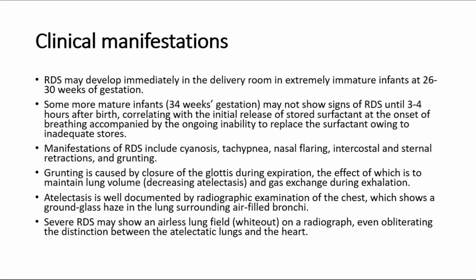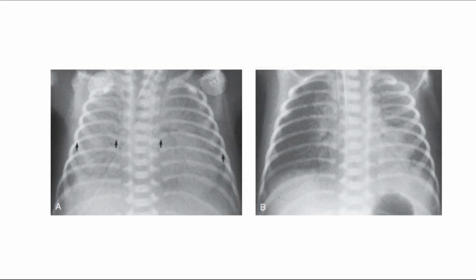Grunting is caused by closure of the glottis during expiration, the effect of which is to maintain lung volume and gas exchange during exhalation. Atelectasis is well documented by radiographic examination of the chest, which shows a ground glass haze in the lung surrounding air-filled bronchi. Severe RDS may show an airless lung field, whiteout, on a radiograph, even obliterating the distinction between the atelectatic lungs and the heart. These X-rays show a case of RDS.